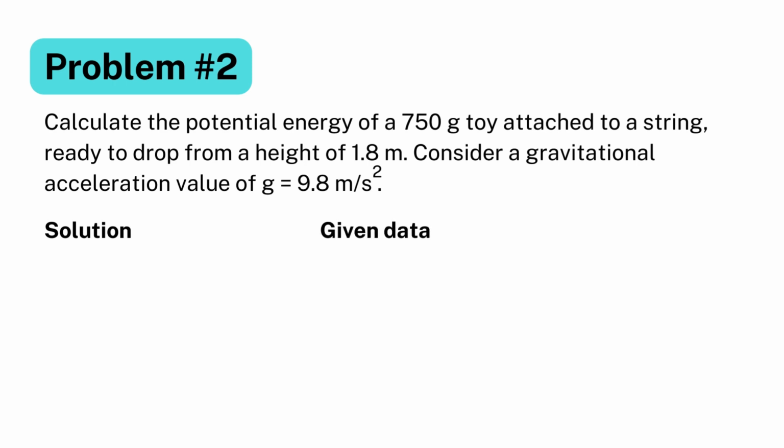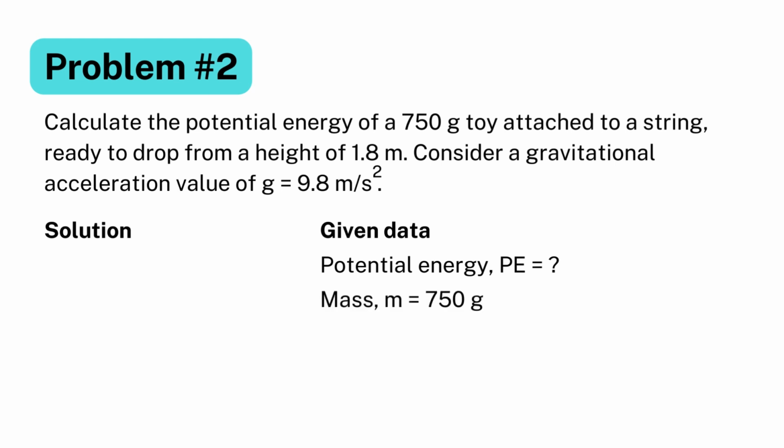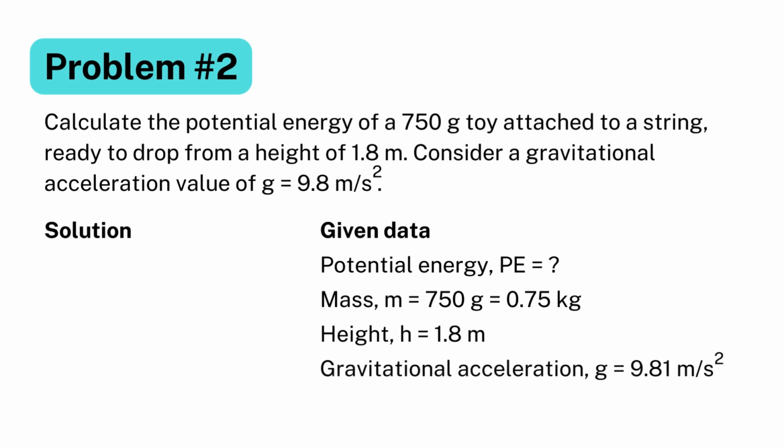We need to calculate the potential energy, so write PE = ?. There is a toy with a mass of 750 gram, so write m = 750 gram, which equals 0.75 kilograms. The height is given as h = 1.8 meter, and the gravitational acceleration value is given as g = 9.81 meter per second square. Place the given values into the equation PE = mgh.